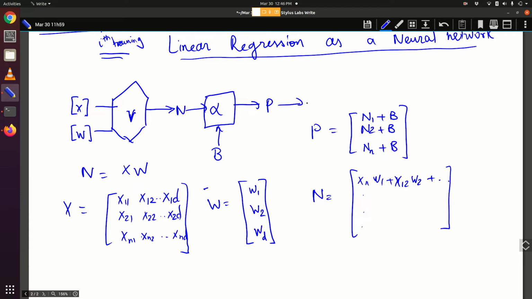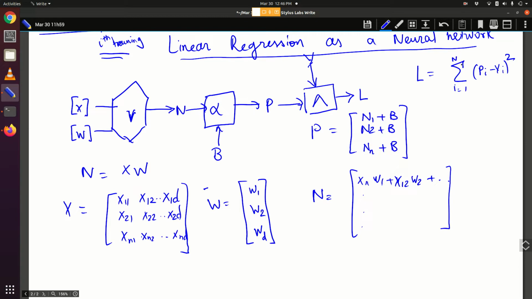Now we will put it through another function, the gamma. What is the gamma function going to do? It is going to compute the loss, and the loss is going to be a summation. This P has n components, P1 to Pn. So it's going to compute the sum of (pi minus yi) squared, i equal to 1 to n. So this is a simple neural network.